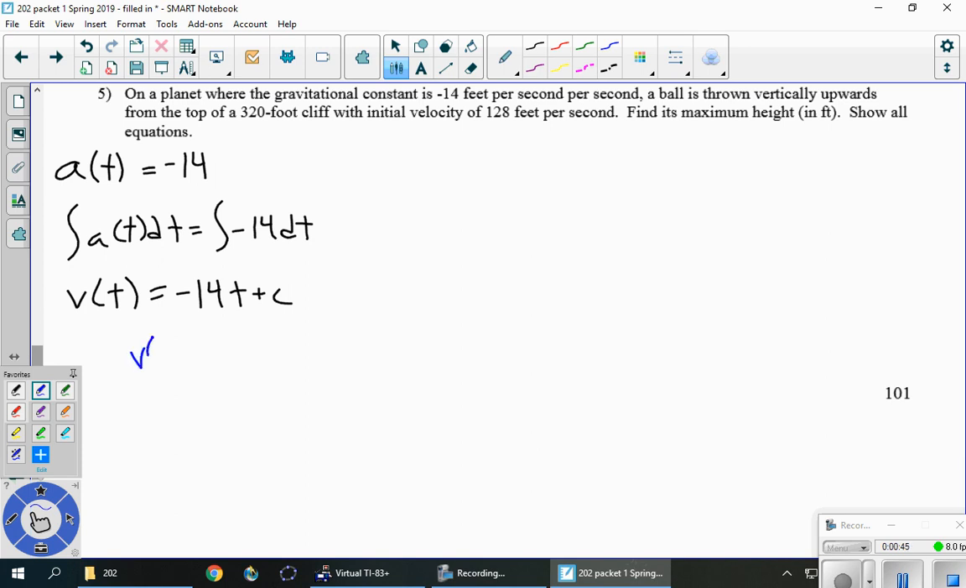So on the one hand, v of 0 is 128. On the other hand, we can just plug 0 in on the right-hand side here. And negative 14 times 0 is 0, so the right-hand side is c. So that means that c is 128.